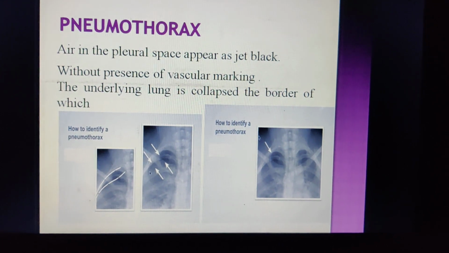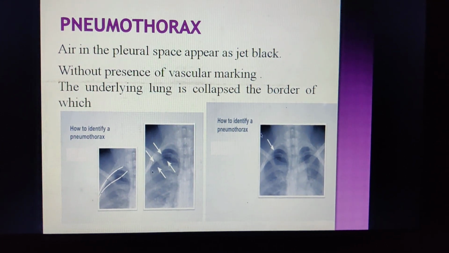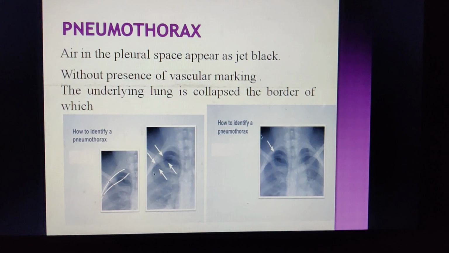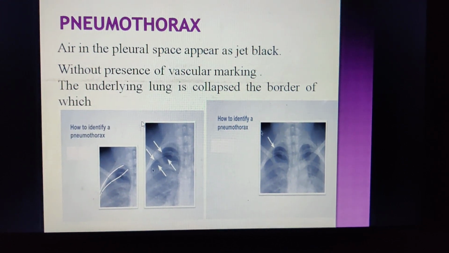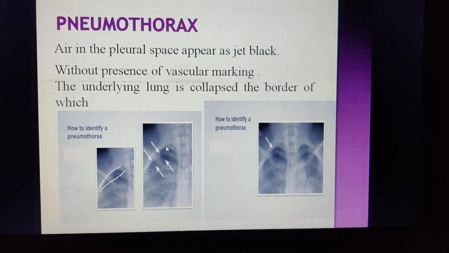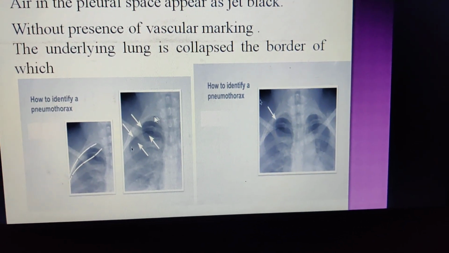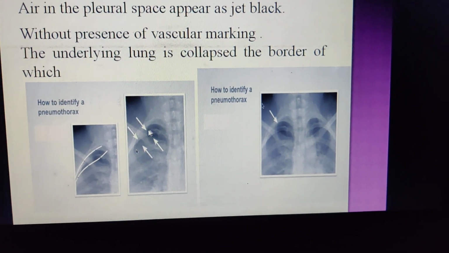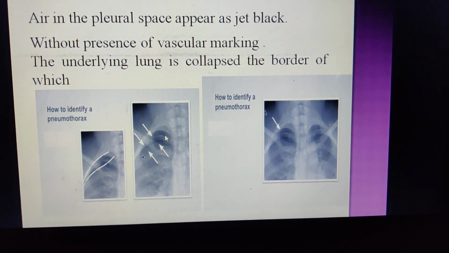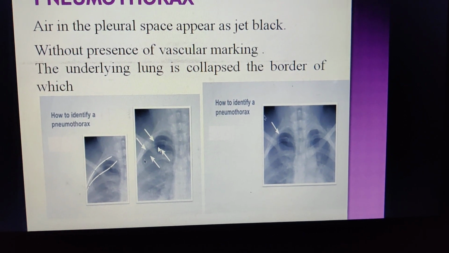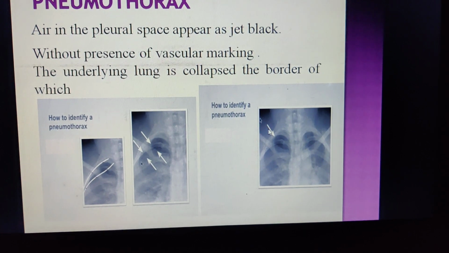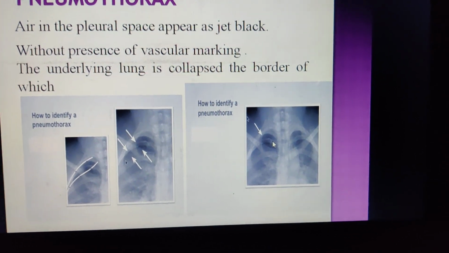Pneumothorax: air in the pleural space appears jet black but without the presence of vascular markings. The underlying lung is collapsed, and at the border of it, in this we can see at the apex of the lungs, there is a black shadow due to the presence of air. And the same in this X-ray film.